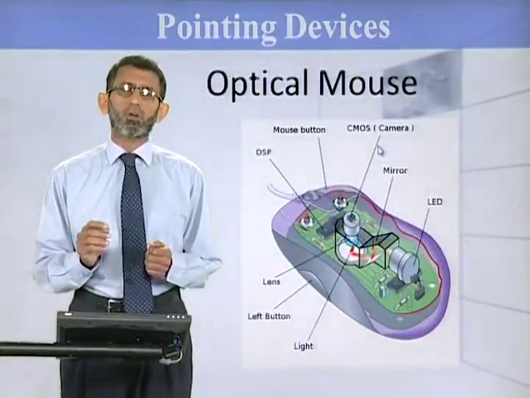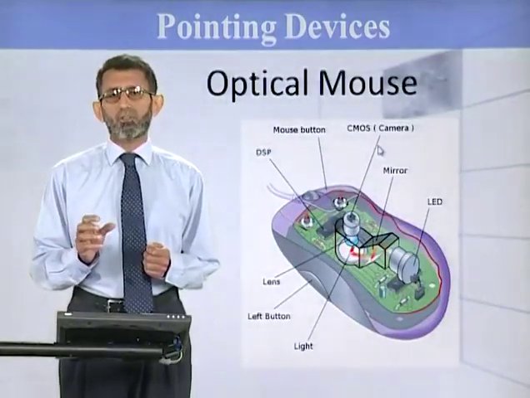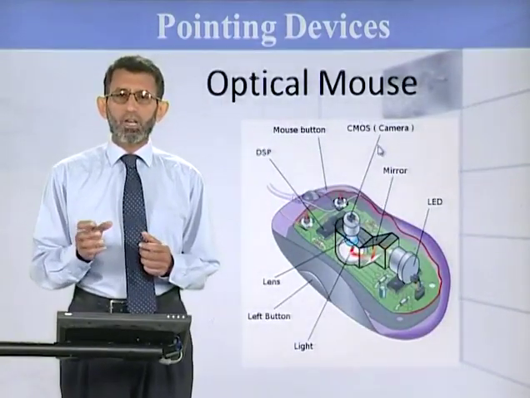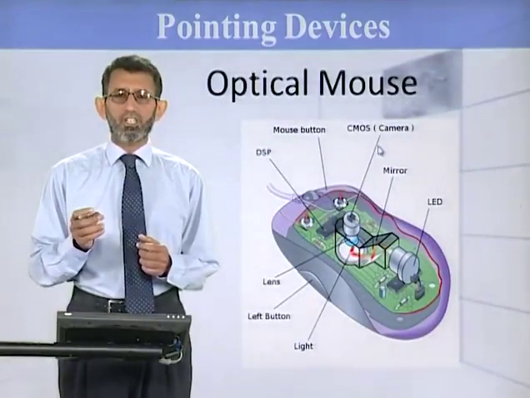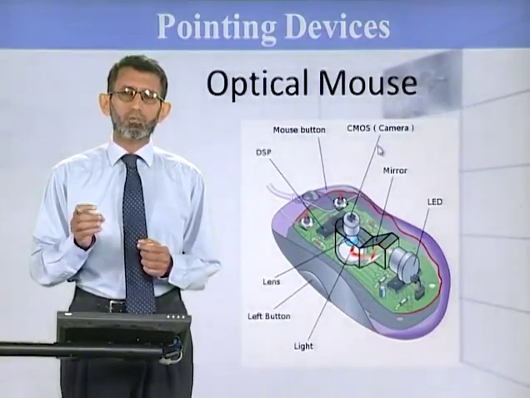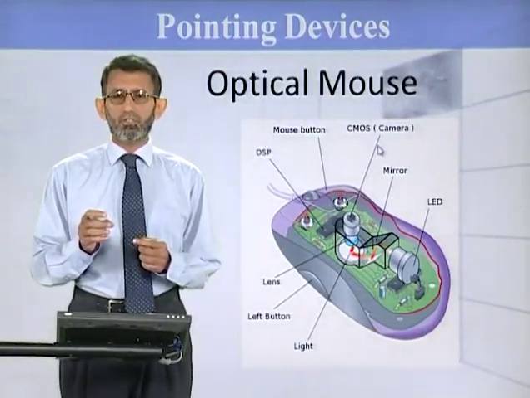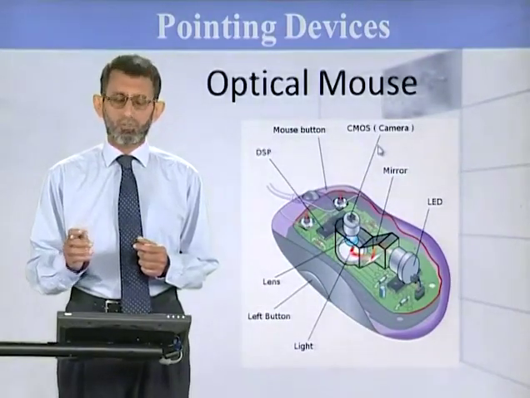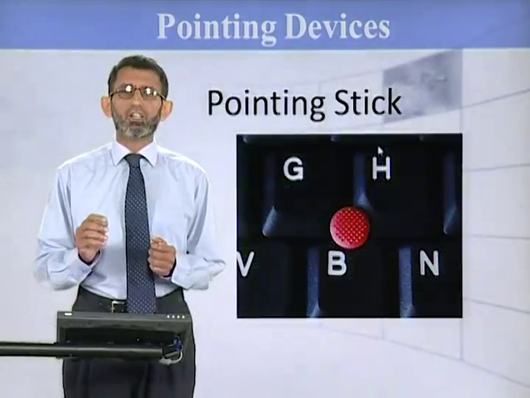Next we have optical mouse. Optical mouse does not have a ball. Optical mouse, as the name suggests, works by optics. It shines a light on the surface where the mouse is placed, and the reflected light calculates how much the mouse is moved. Next we look at pointing stick.